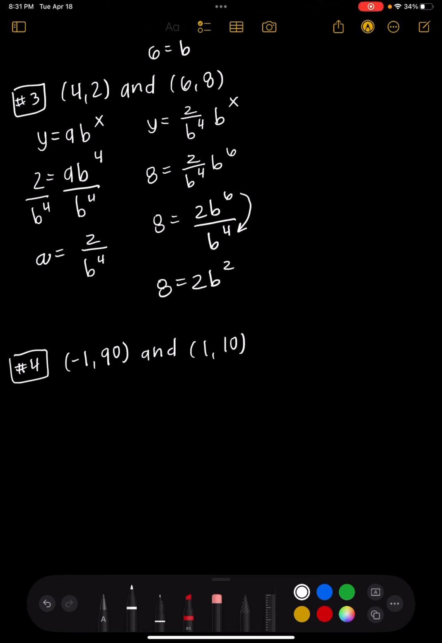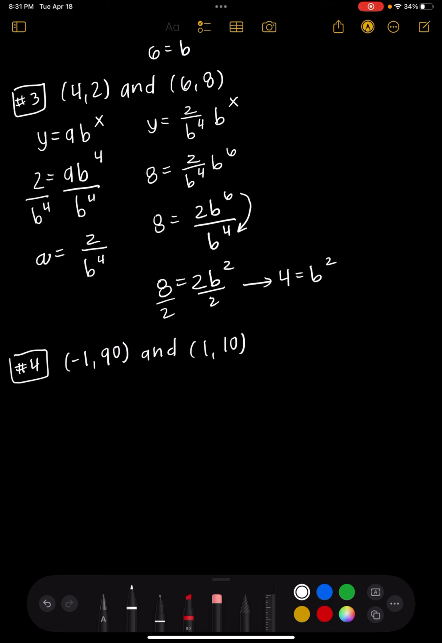All right, so now it looks a little bit easier. We can now divide each side by 2. And we end up with 4 is equal to b squared. We still need to solve for b, and it's not b to the power of 1 right now anymore, so I can't just say, oh, well, then b is 4. But to get rid of the squared, I would square root.